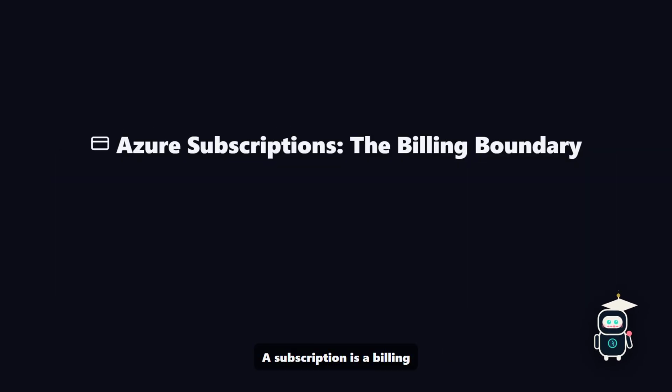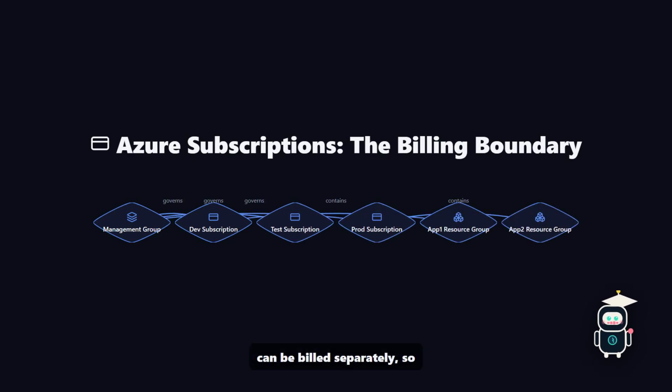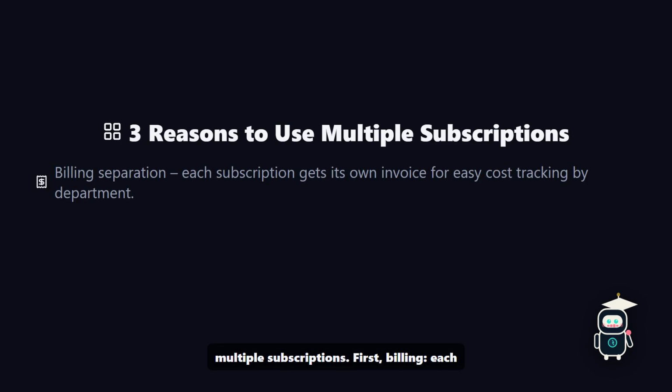region. A subscription is a billing and management container. Each subscription can be billed separately, so you can track costs per environment or department. To create resources in a subscription, you'll need an appropriate role like Contributor or Owner. Subscriptions are tied to a Microsoft Entra tenant for identity, and they sit under management groups to inherit governance. A classic pattern: 3 subscriptions, dev, test, and prod, all under one management group, each billed separately and isolated from each other.